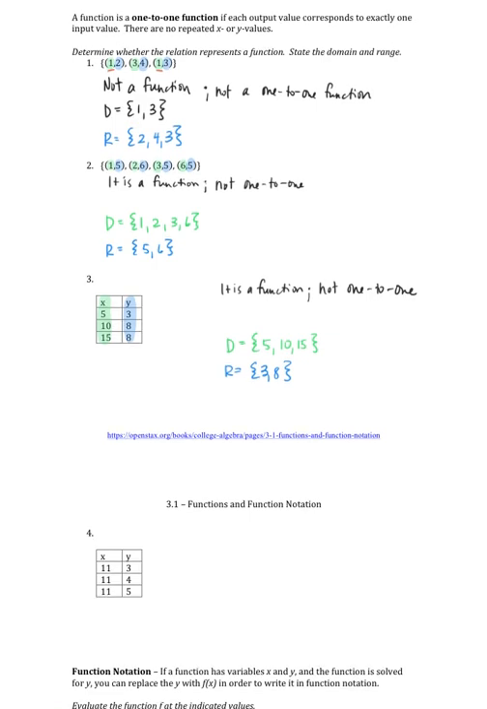And number 4, same directions. So I've got the x values, that's my domain. The y values, that's my range. So for the domain, I have 11, and that's it. So my domain is 11, and my range is 3, 4, 5.